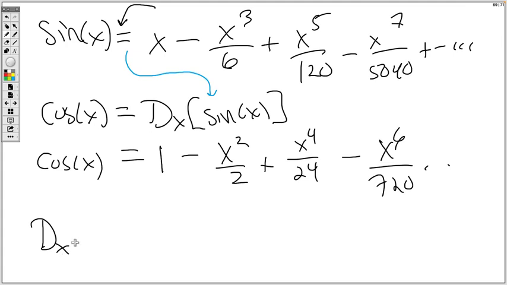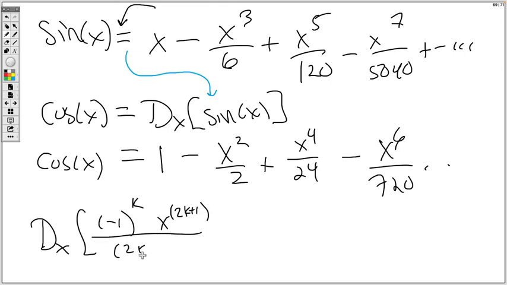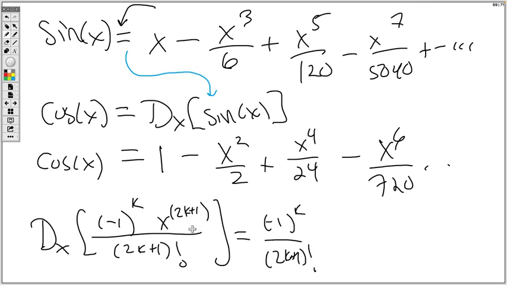In general, if I take the derivative of negative 1 to the k, x to the 2k plus 1 over 2k plus 1 factorial. Remember, the derivative is with respect to what letter? X. As far as x is concerned, all the k stuff is just a what? Constant. What's the derivative of x to the 2k plus 1? 2k plus 1, x to the what? 2k plus 1 minus 1. We all good with that?